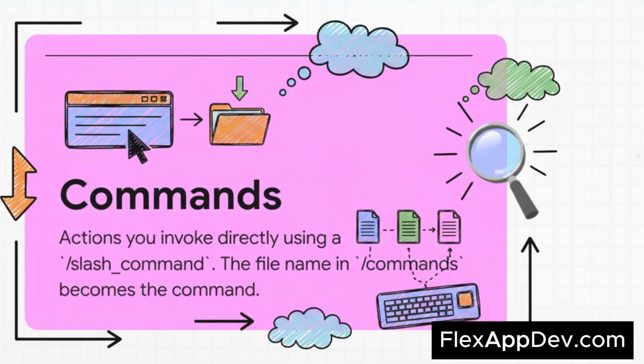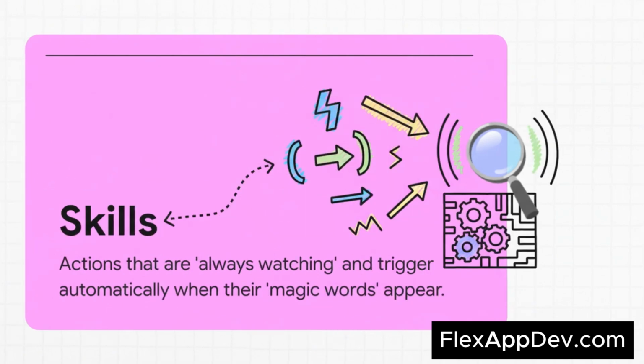Let's start with commands. Honestly, these are the easiest to get your head around. They're just actions that you trigger manually. It's simple. You create a file in the /commands folder, and whatever you name that file, say processmeeting.md, becomes the / command you can type, like /processmeeting. It's direct, it's simple. Now, skills are where things get a little magical.